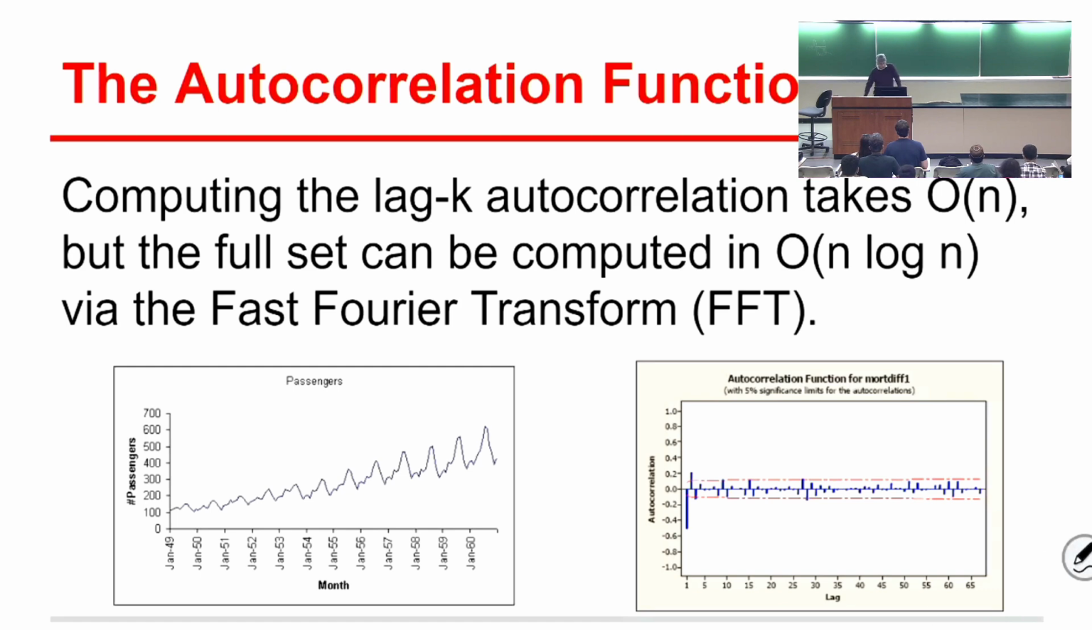Now there's this magic algorithm called the fast Fourier transform that it turns out can compute this whole autocorrelation function in n log n. If you know about Fourier transforms, that's good. We're not going to talk too much about it here. But what is it that people know? What does a Fourier transform do? Who here has heard of Fourier transforms? Who here knows what they do? Few people. What does it do?